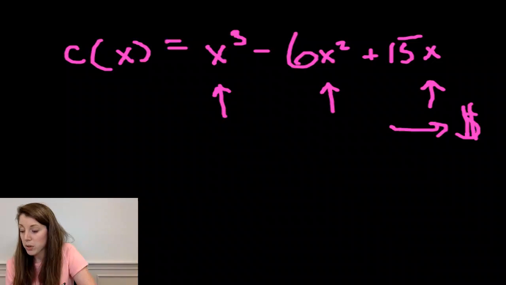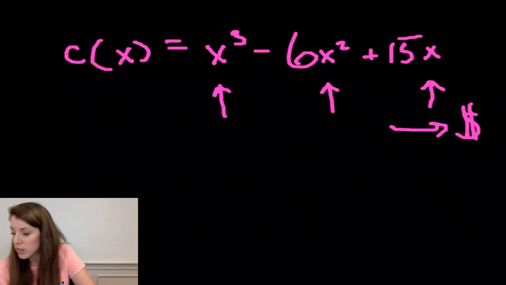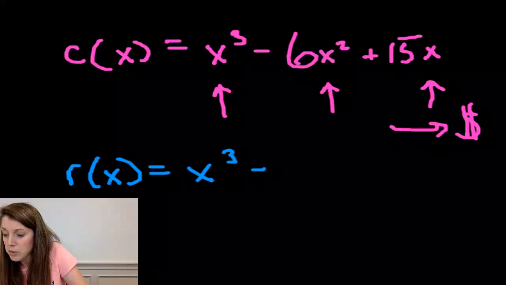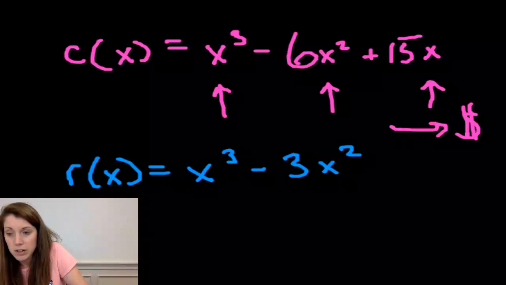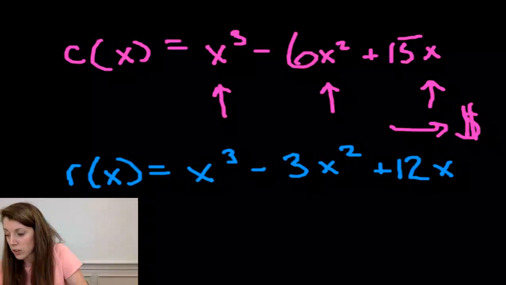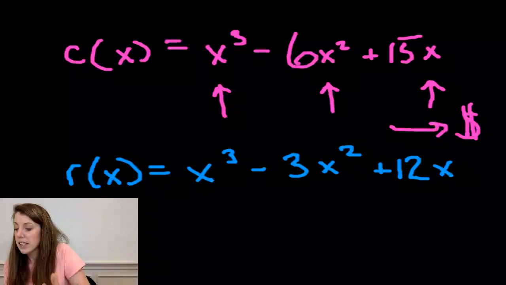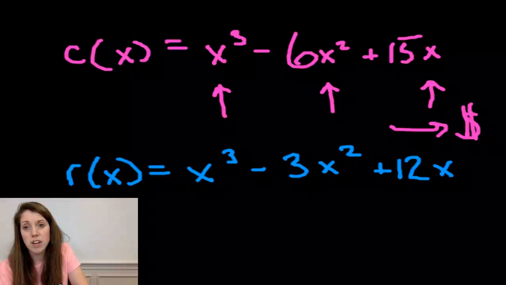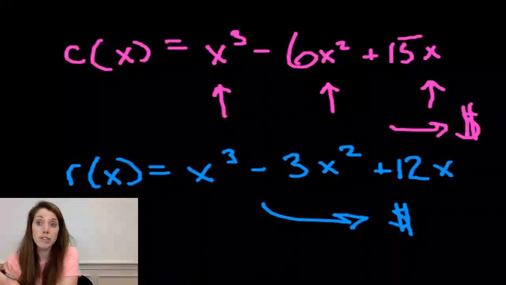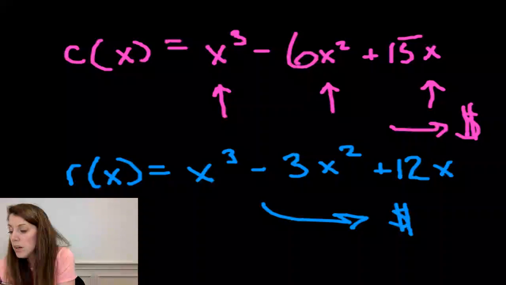All right, but we have another equation. We have a revenue equation. And so it says that R of X, our revenue, is equal to X cubed minus 3x squared plus 12x dollars of revenue for selling X radiators. So this is not just 8 to 10, but if we sell it, we're going to get in dollars the amount for plugging in whatever we sell for X.